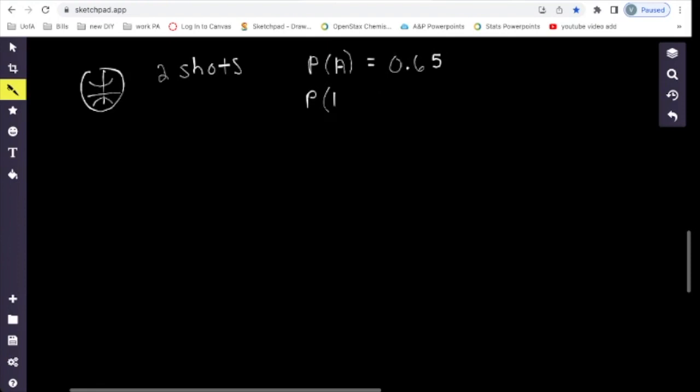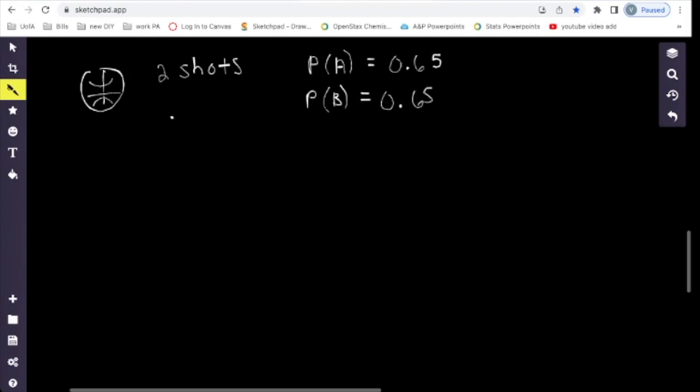Okay, now we're going to pretend we are playing basketball. So here we have our basketball, and we have two shots. The probability of making the first basket is 0.65. The probability of making the second basket is also 0.65.